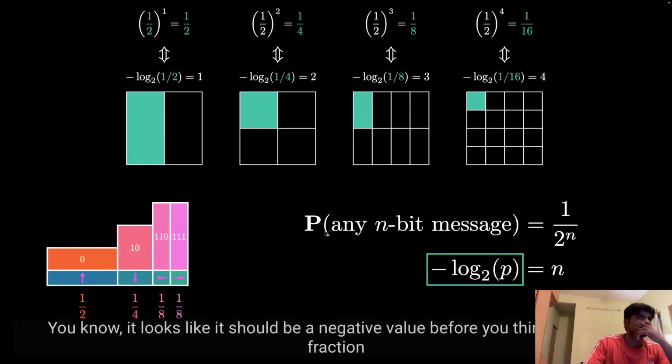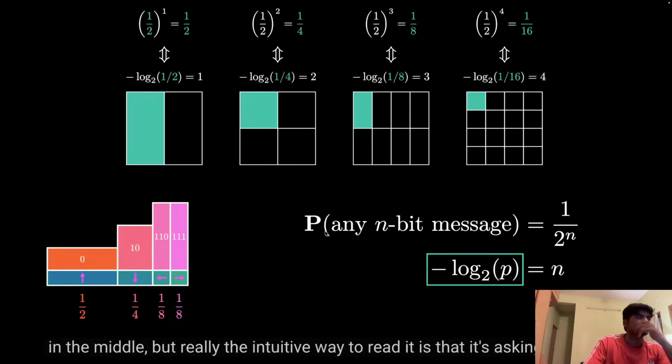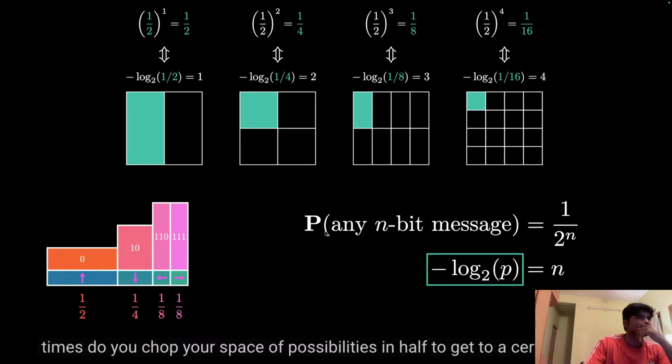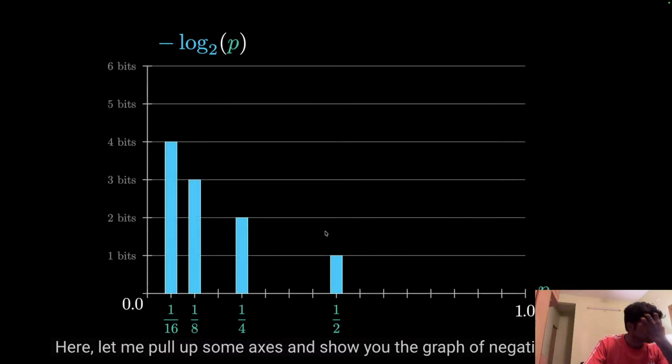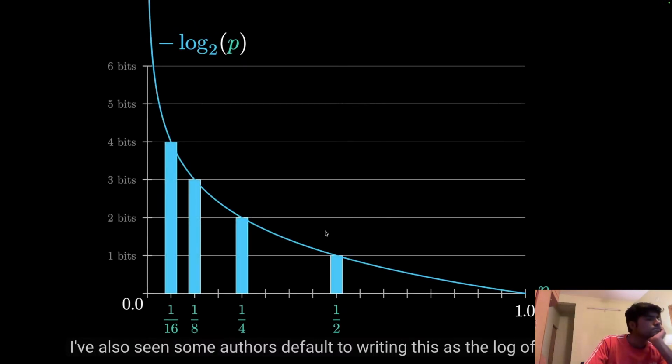But really the intuitive way to read it is that it's asking how many times do you chop your space of possibilities in half to get to a certain quantity. Here, let me pull up some axes and show you the graph of negative log of p. I've also seen some authors default to writing this as the log of 1 over p, which maybe you find more intuitive.